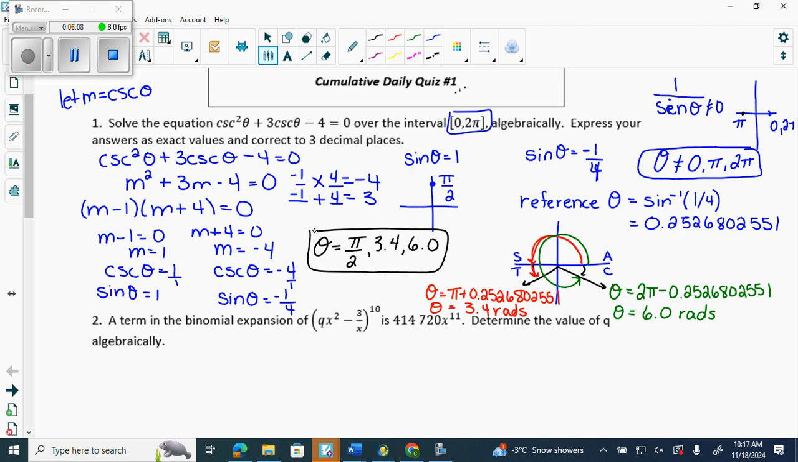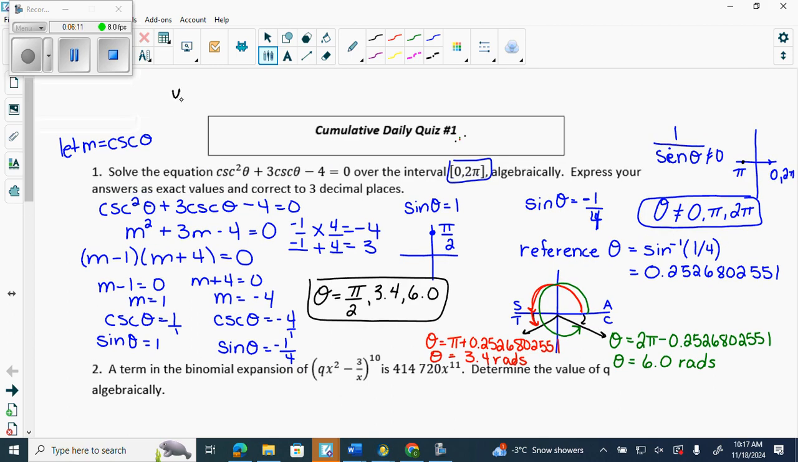So this is our y1. Now how do we type that in? We're going to have to do, what's cosecant the same as for our calculator? 1 over sine. So we're going to have to go 1 over sine x all squared plus 3 times 1 over sine x minus 4. So this is y1, and this is y2. y2 just equals 0. Okay? So typing it in, because you're practicing for your test on Tuesday.